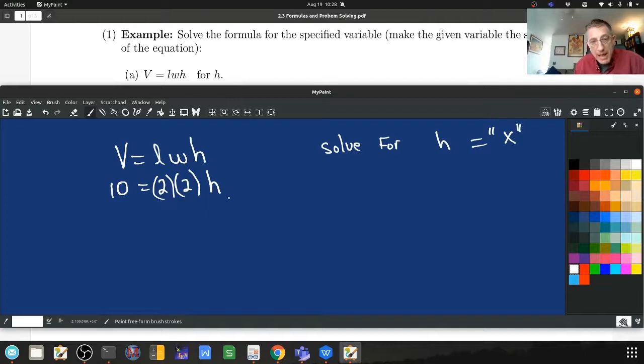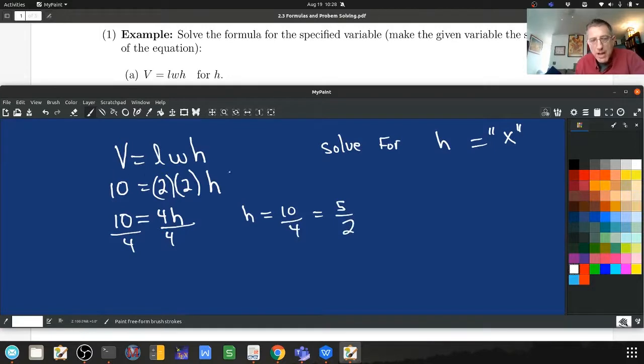Well, I already have my variable term over here. You would probably do something like this. 10 is equal to 4H. So my constant term is on one side and the variable term is on the other. So I know how many 4H's there are. I want to know how much 1H is, so you would divide through by 4, and you would get H is equal to 10/4, which reduces to 5/2.